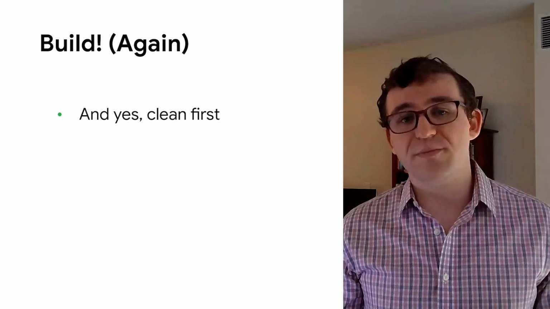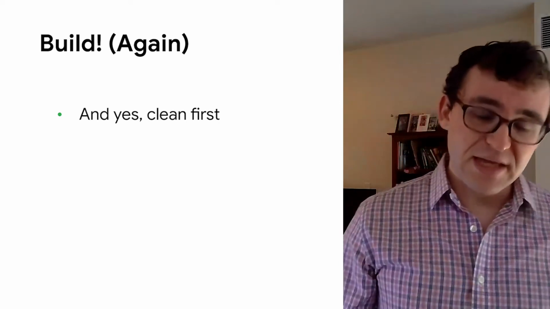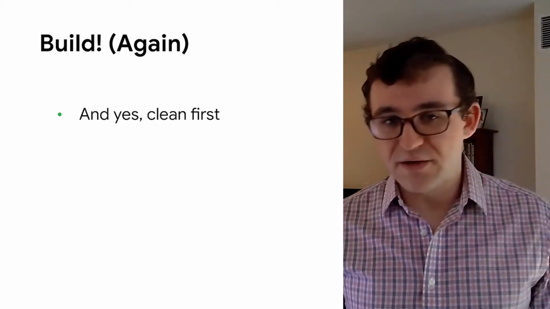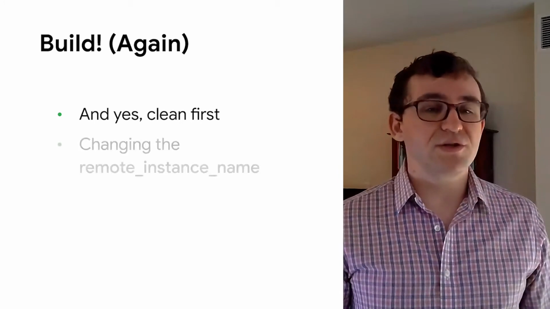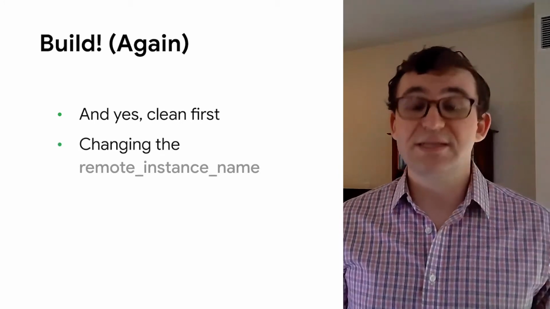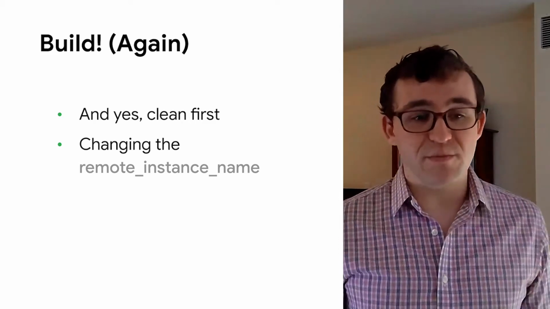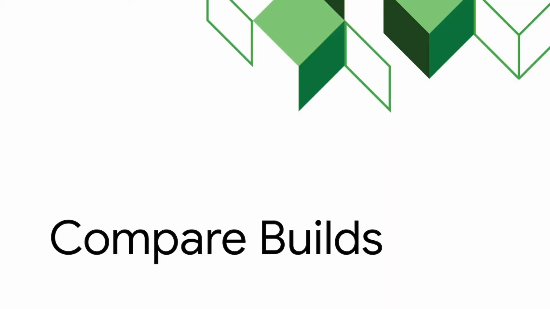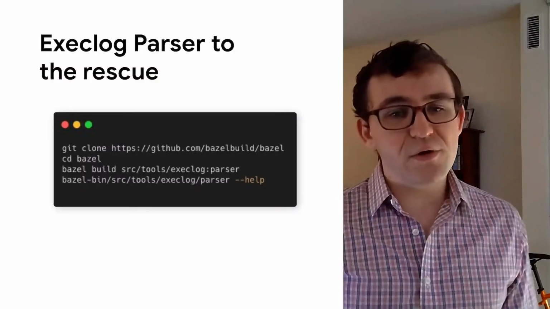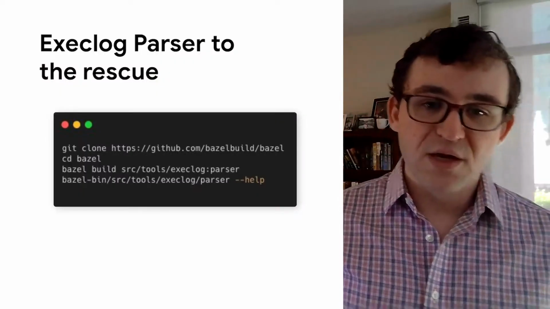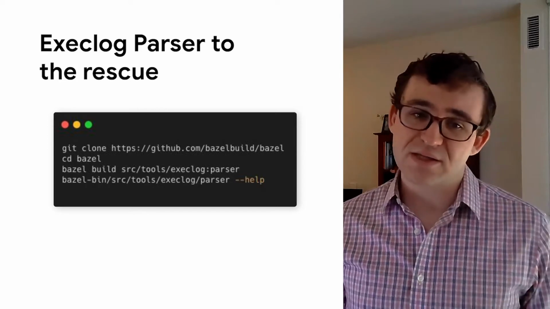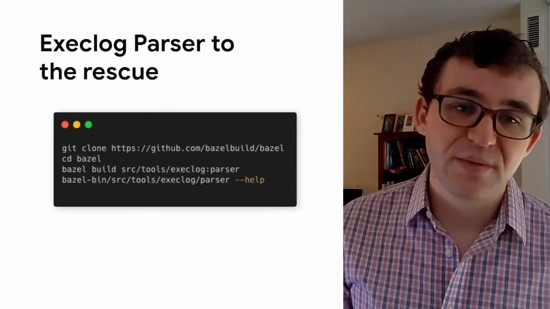So now we're going to build again, and yes, we're going to need to clean first, and we're also going to need to change the remote instance name so we can tell the cached artifacts from our two different builds apart. So we come back, and we now have two massive exec log files. You did remember to save the first one, right? Now, if you were to go and crack them open right now, you'd find that they're binary files. They're not the easiest thing to diff.